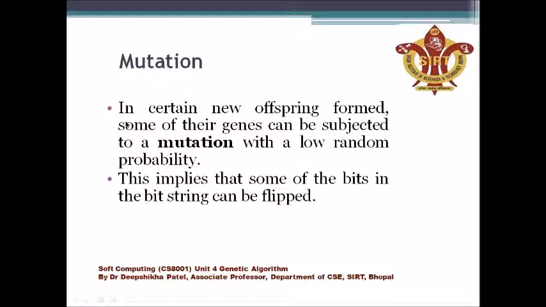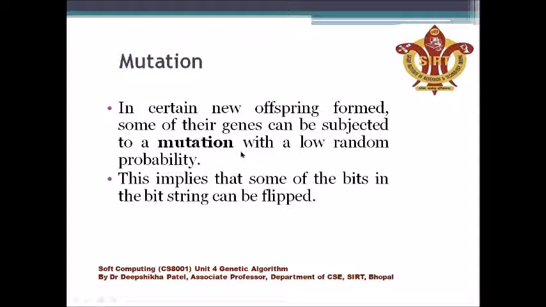Next, when we are done with crossover, next is mutation. Basically, we do mutation with a low random probability. So it's not always required to do mutation. If it is required as per the random probability condition, then the mutation will be executed, otherwise we will skip it. So once new offspring are formed, some of their genes can be subjected to mutation.